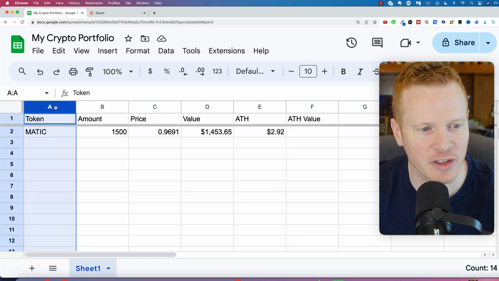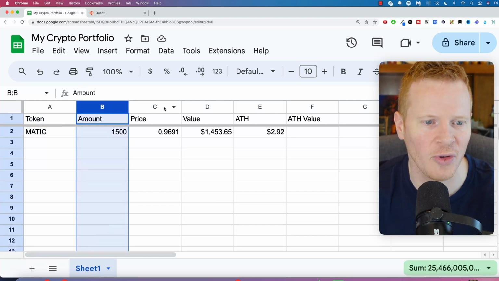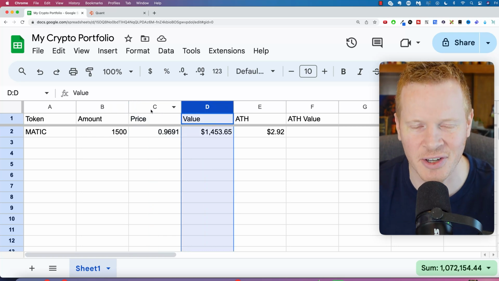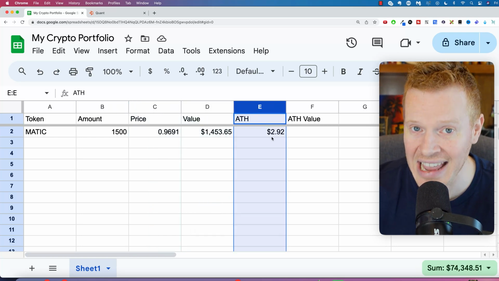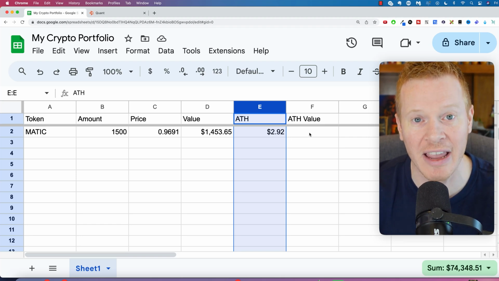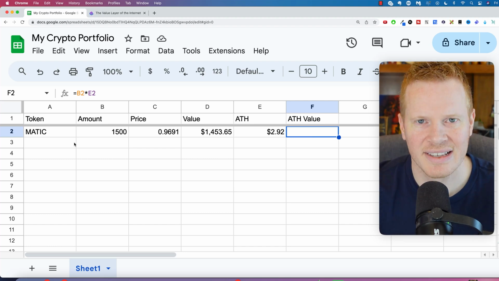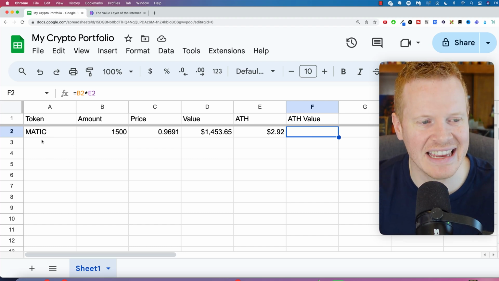We're going to start with my least holding and work my way up to what I have the most of. I have here the token, how much of the token I hold, what the current price is, how much the amount I hold is worth at this current price, what the all-time high is for that token, and then I'll show you, if we are able to get back to all-time highs, how much it will be worth at that point.